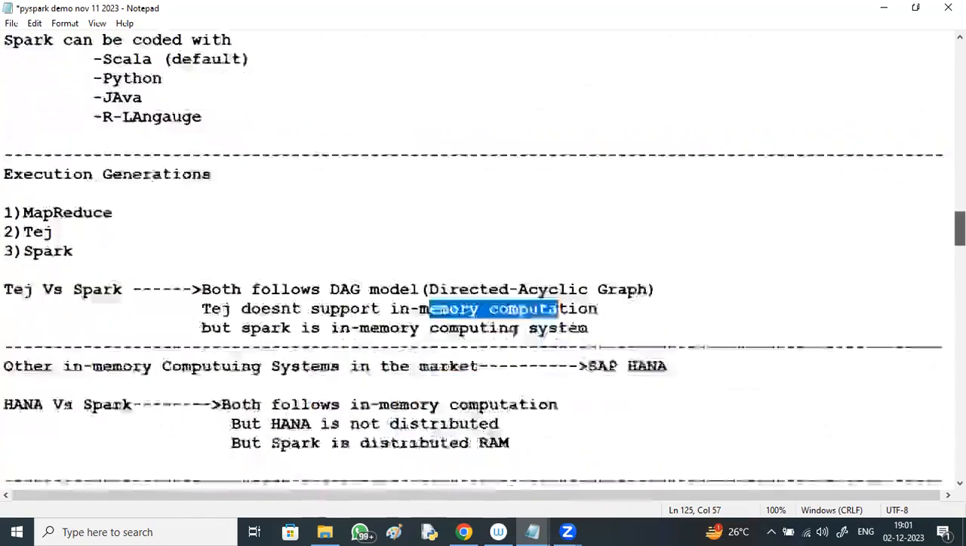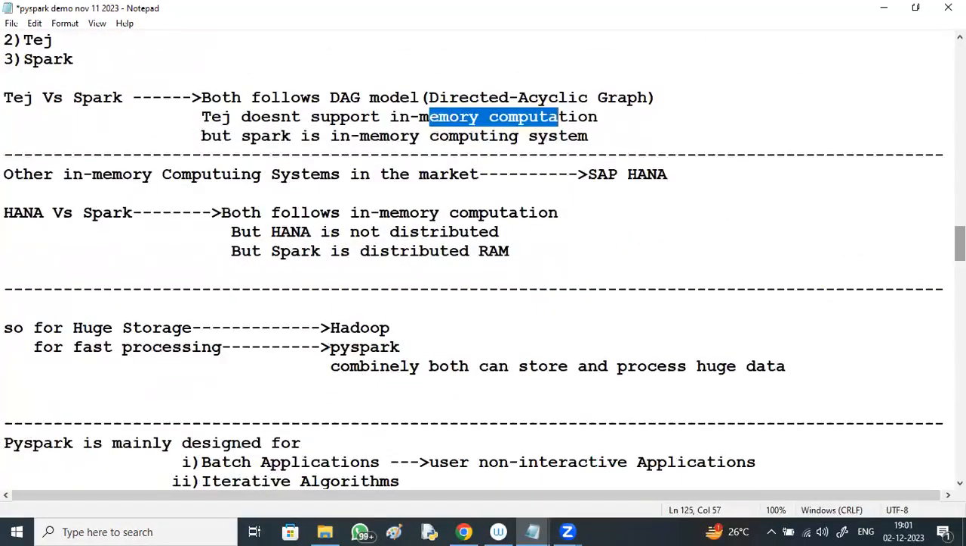Other in-memory computing systems, like SAP HANA. HANA and Spark, both follow in-memory, but HANA is not distributed, but Spark is distributed RAM, which means data is distributed across multiple RAMs of multiple systems, right?